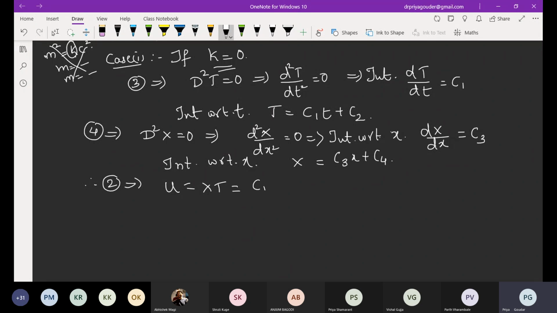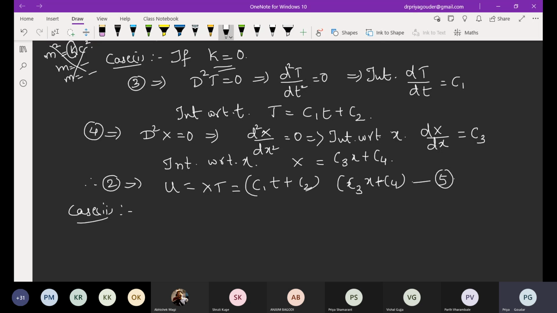I have given the preference for this first. C1t plus C2 into C3x plus C4. Done. This is the solution. Call it as equation 5. This is the solution if k is 0. Got it? This is not the end of that example. We have to take the second case.